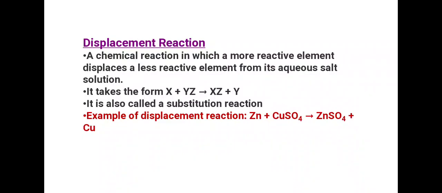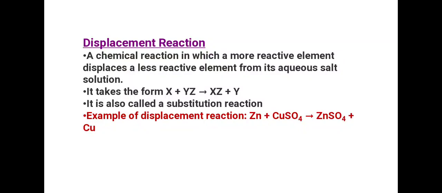For example, if we consider X plus YZ as the reactants, and suppose X is a highly reactive element and Y is a less reactive element. What will happen? This highly reactive element X displaces the less reactive element Y and takes its place. Such kinds of reactions are also called substitution reactions.